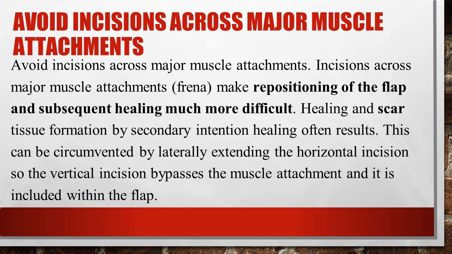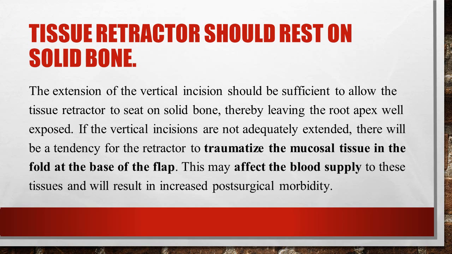Okay. Major muscle attachments, I said it is difficult. You have to avoid it. You have to bypass it, because repositioning the flap and healing will be much more difficult, and scar formation will happen. This is why you are supposed to bypass the muscle attachments, and you should include the muscle inside the flap itself. Okay. Tissue retractor should rest on solid bone. This again I told you. If it is not resting on bone, and if it is resting only on the mucosal tissue, it will affect the blood supply and it will result in delayed healing.